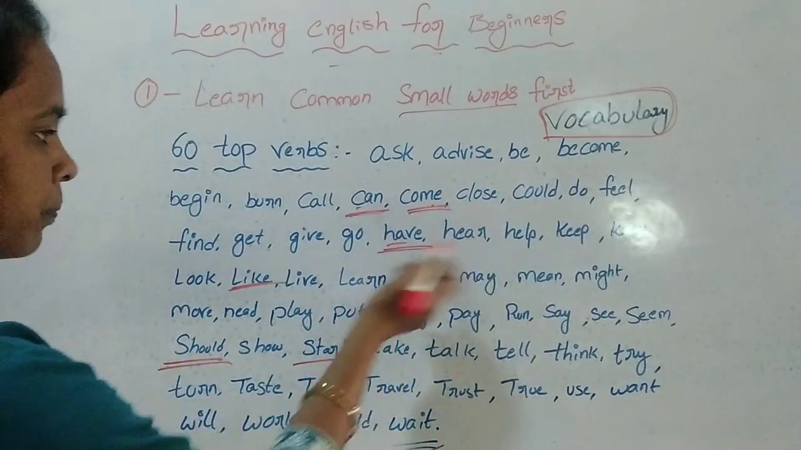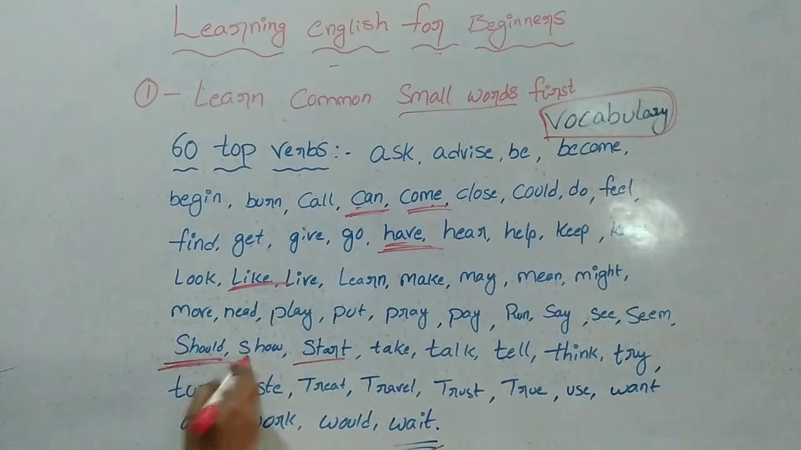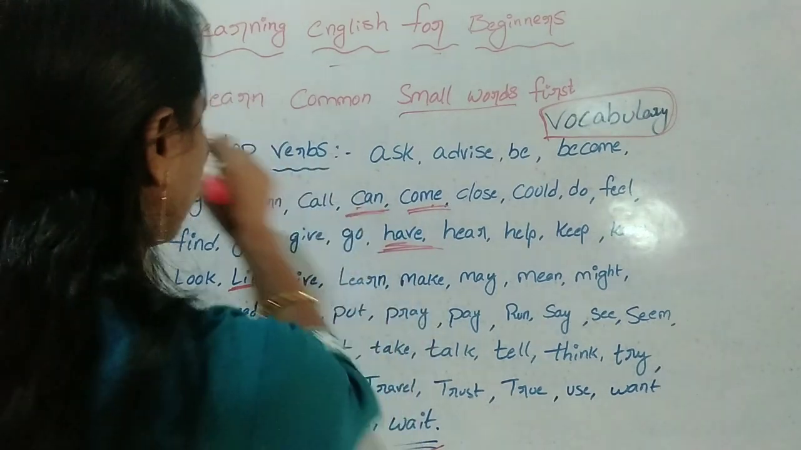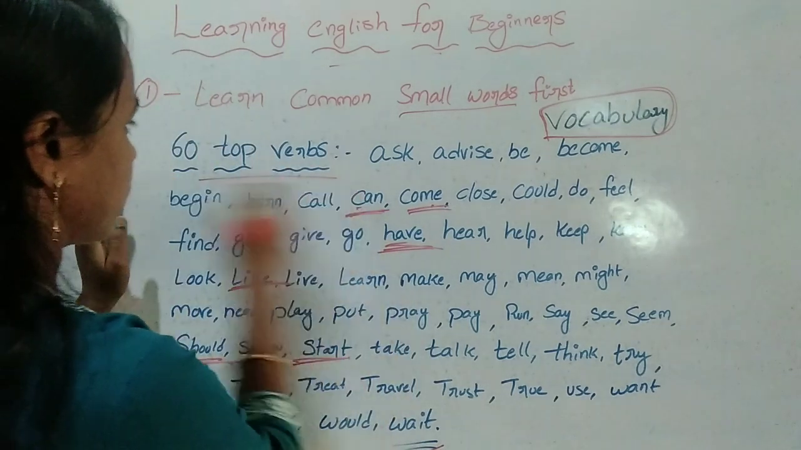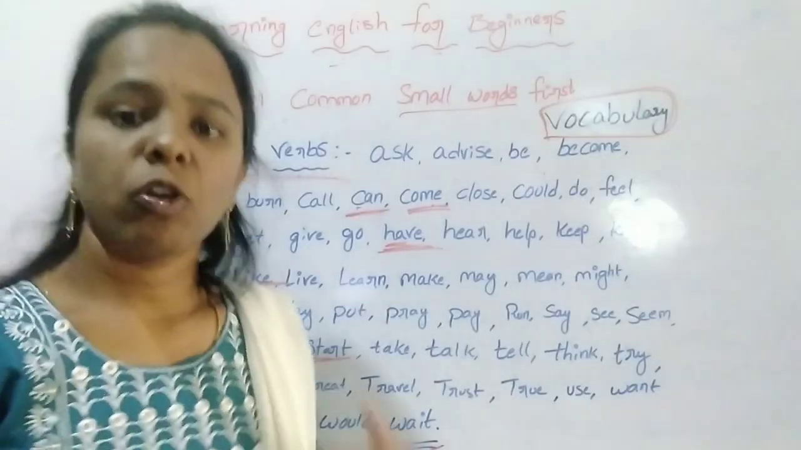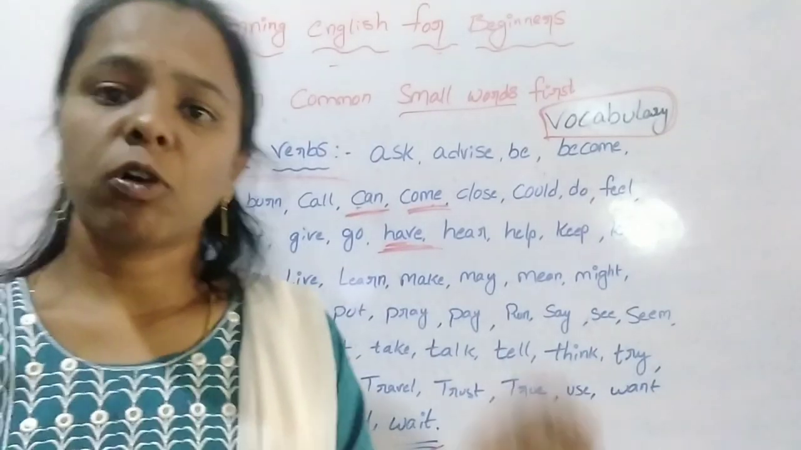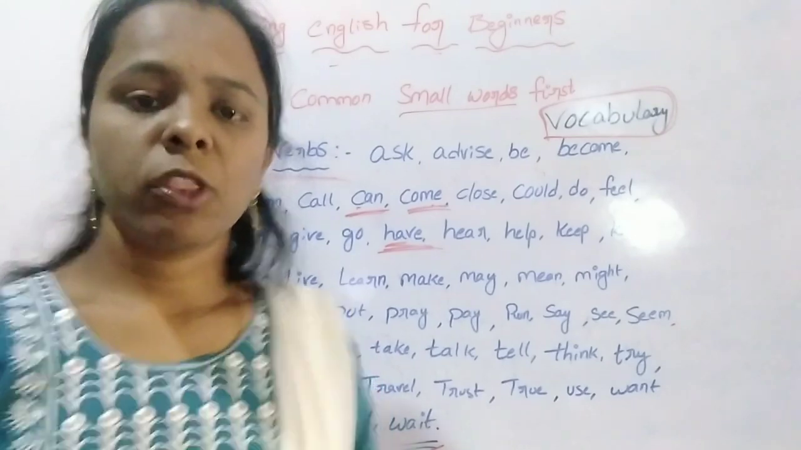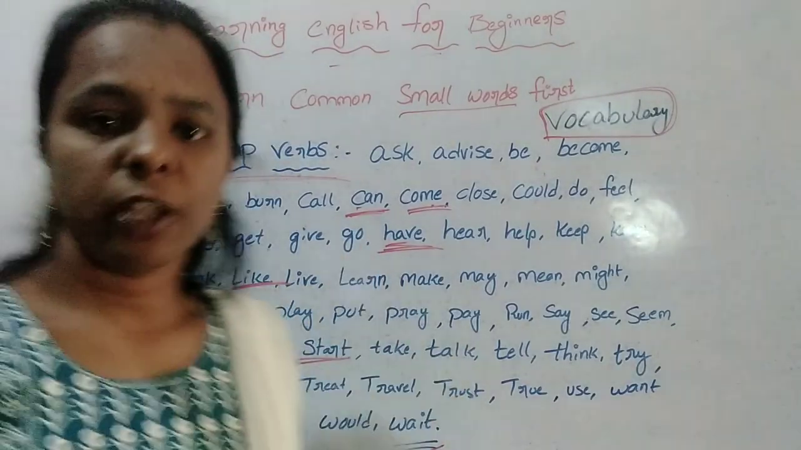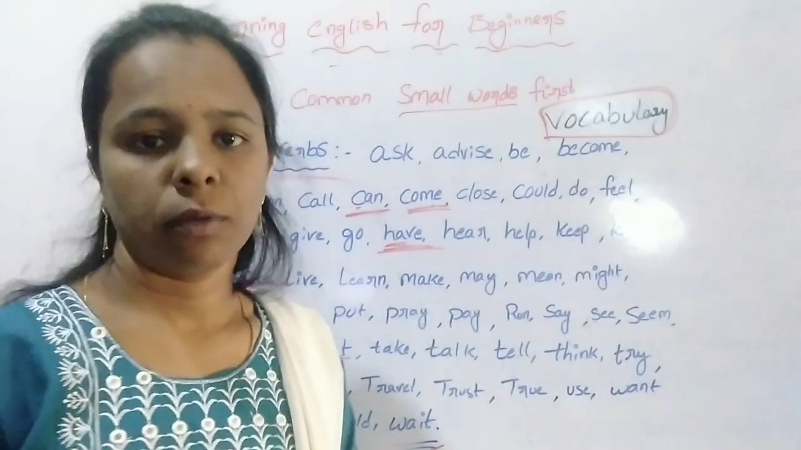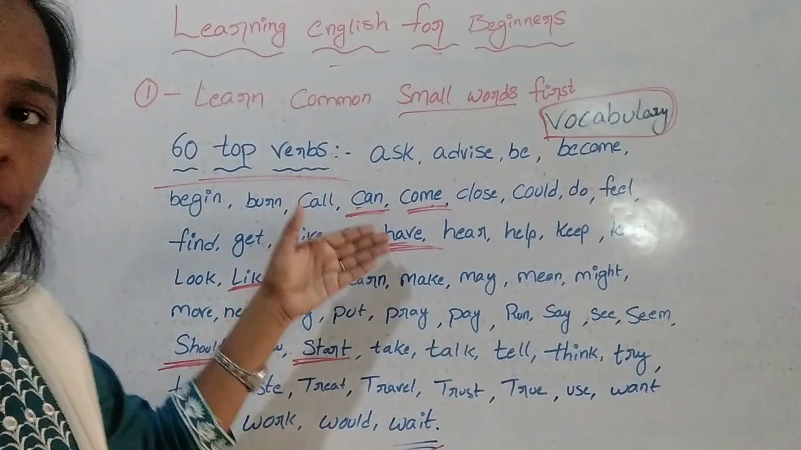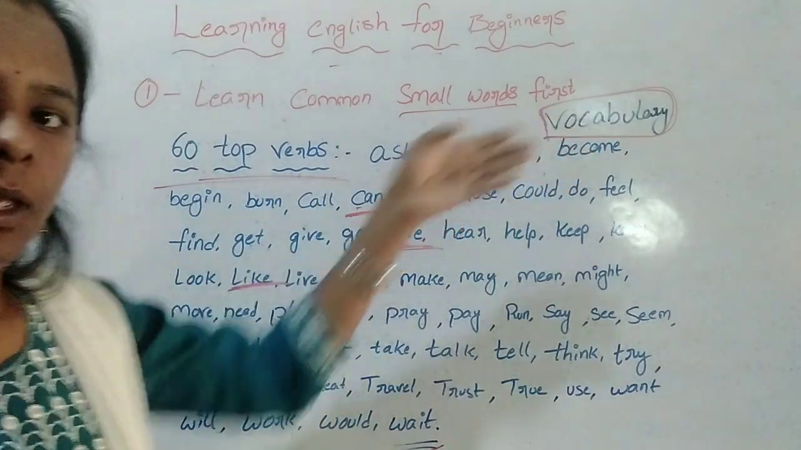Can, come, have, like, should, start. You need to know the 60 words, 60 verbs. Then only you can learn, then only you can talk with anyone. Without these verbs, it's highly impossible to talk with anyone. So first of all, you need to know these small vocabs.